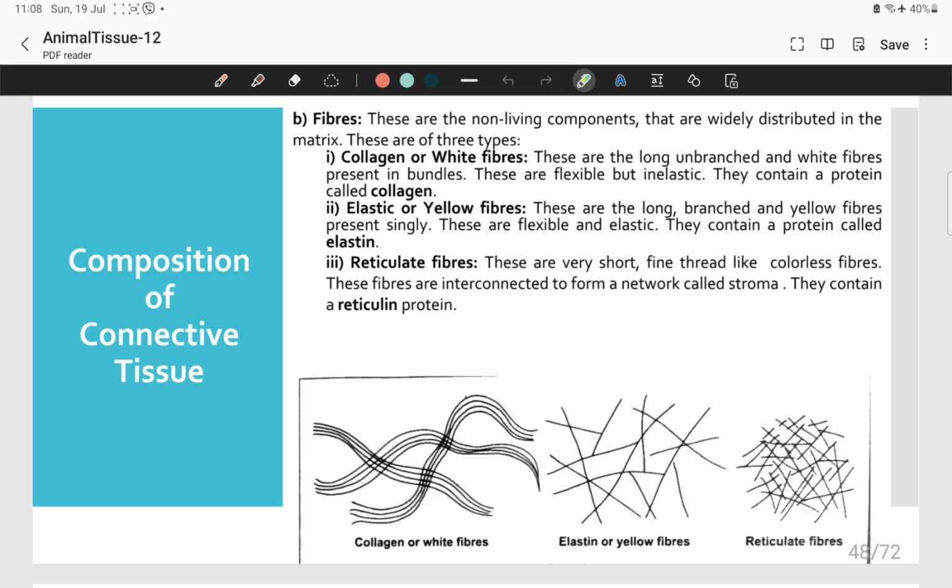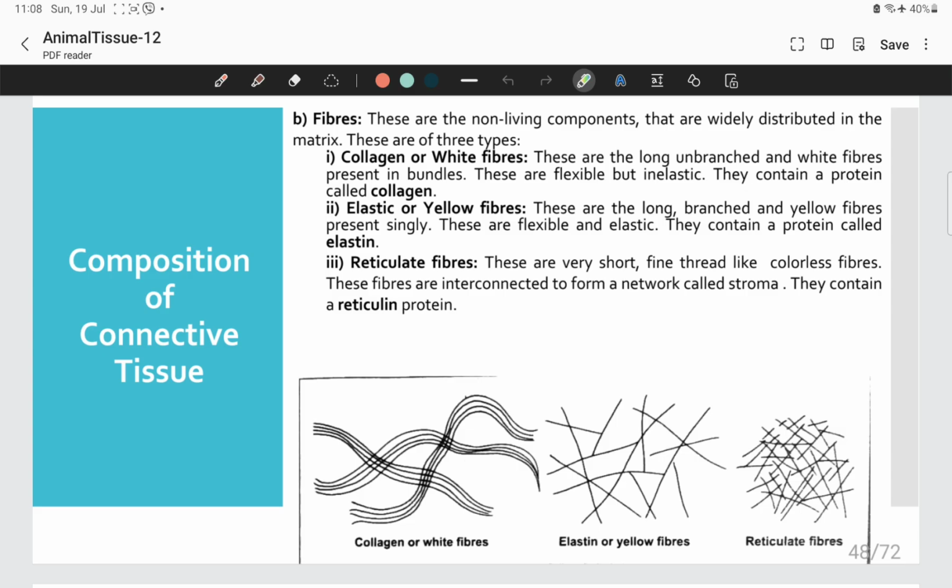The first one is collagen or white fiber. Why is it called collagen fiber? Because it is made up of a protein known as collagen. So collagen fiber is made up of collagen. In structure, collagen fiber is a long, unbranched, white fiber, and it always remains in bundles. It is flexible but not elastic.